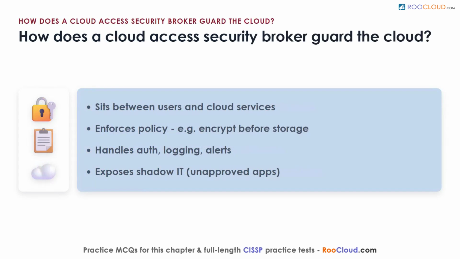How does a cloud access security broker guard the cloud? It sits in the path between your users and your cloud services, inspecting everything that passes. Because all traffic flows through it, it can enforce whatever policy you set. Want every file encrypted before it lands in storage? The broker makes sure that happens. It can also handle authentication, log activity, and raise alerts on anything suspicious.